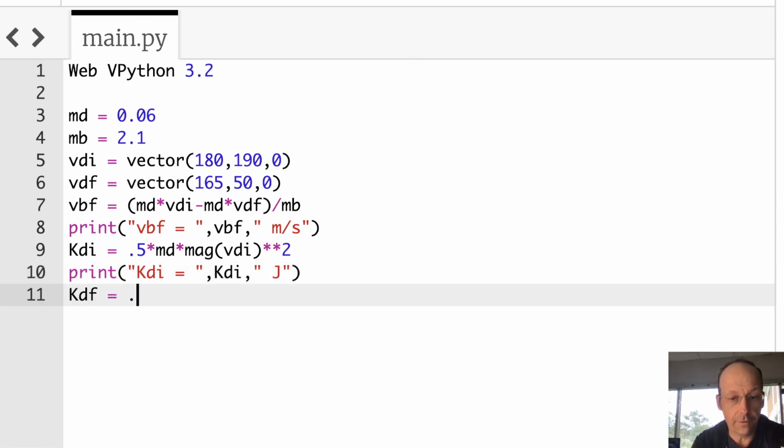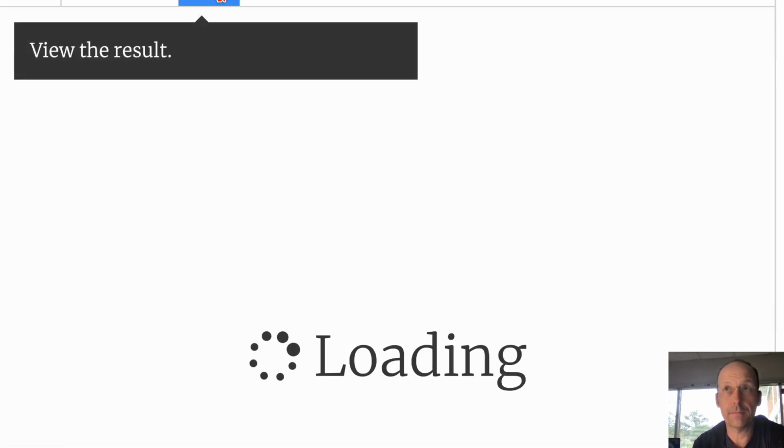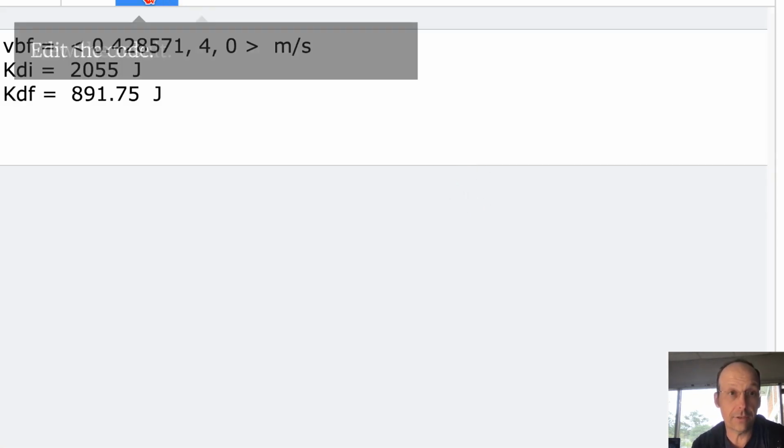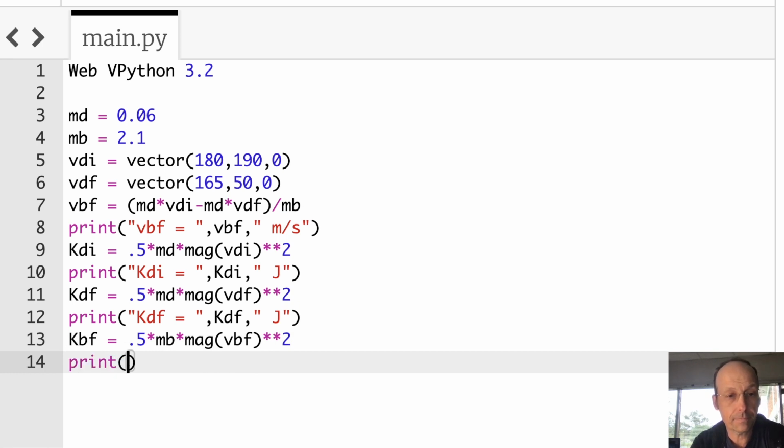KDF is 0.5 times MD times mag VDF squared. Should we print that? Fine. Print KDF equals KDF. I'm putting the units, see? I'm doing everything. Joules. So it's decreasing kinetic energy. And then we'll do K block final. It's going to be 0.5 times mass of the block times mag velocity of the block final squared. And print that. K block final equals K block final joules.